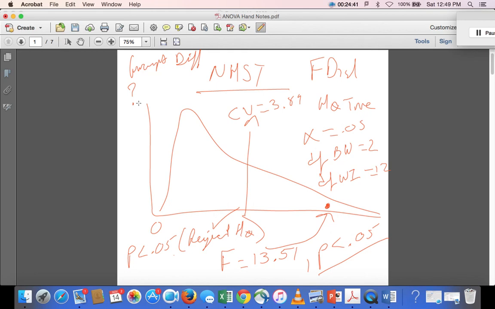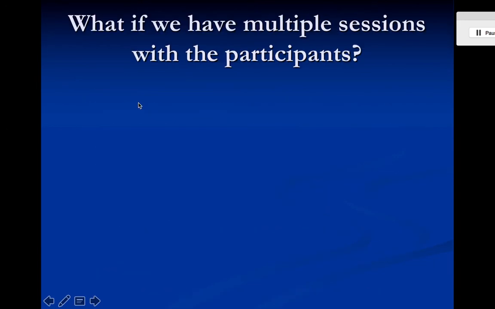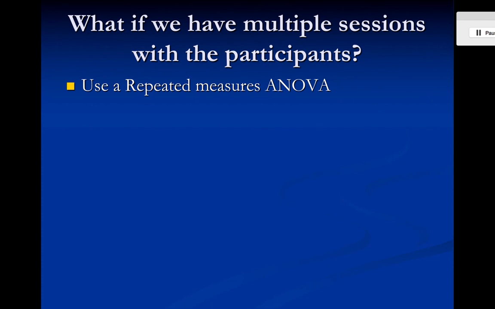All right, so the next issue here that we have is the following. What happens in the case where we have multiple sessions for participants? Or can we have a situation where we have a participant being in the high, being in the moderate, and being in the low? So in other words, rather than only keeping individuals in separate groups, can we now have individuals be in all the groups? And the answer is definitely yes. So just as we did with our repeated measures t-test, we also have what's called a repeated measures ANOVA.